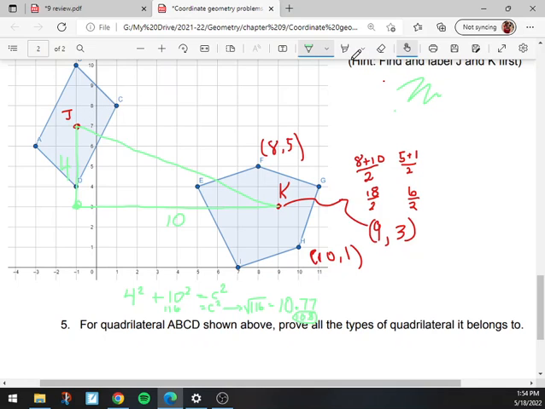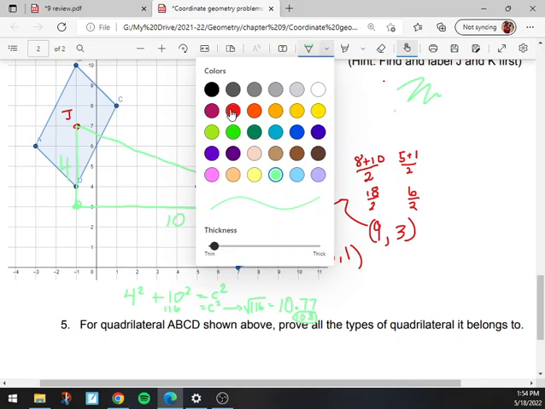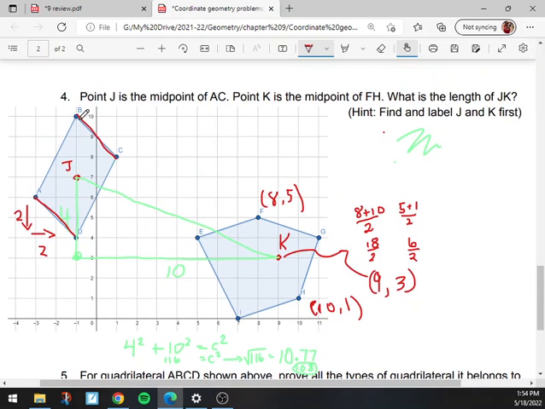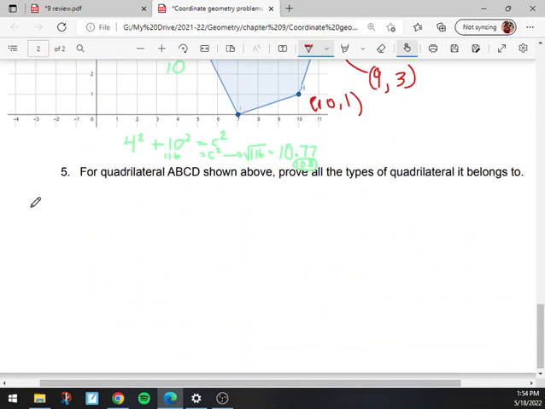So the first thing I'm going to try to show is that we got 2 sides parallel. I think these 2 are parallel. They both go down 2 over 2. Down 2 over 2. Yep. So that means AD and BC are parallel.